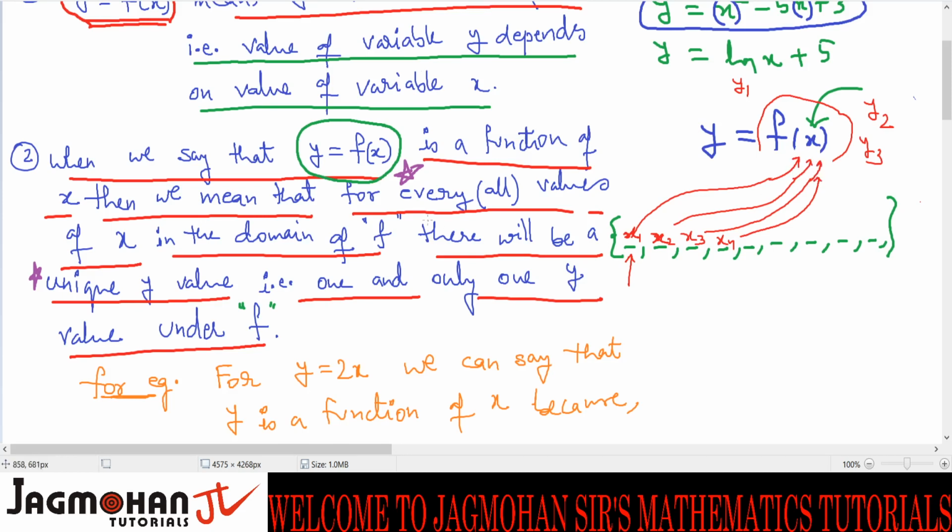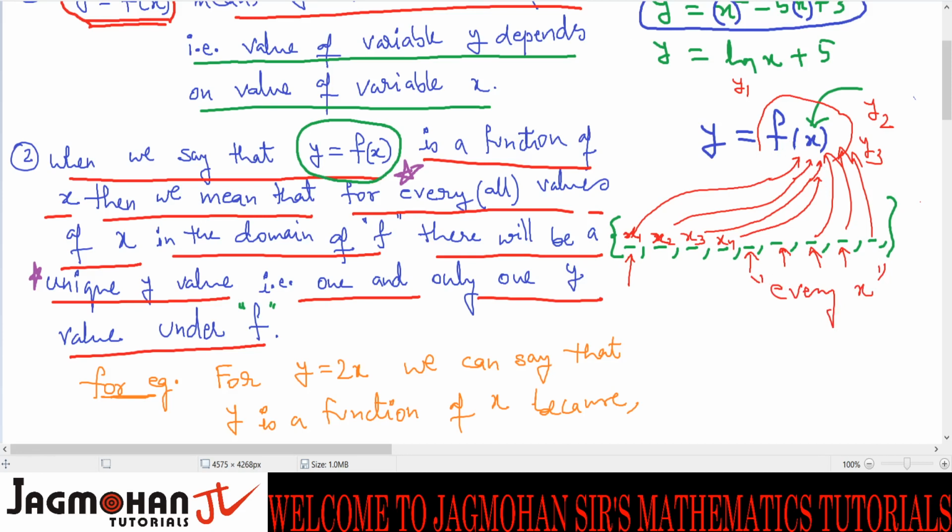Furthermore, as I said here, for every value of x, that means none of these values would be left out without giving you a unique value of y. That is, for this x you will get some y, for this x you will get some y, for this x when you substitute here you will be getting some y value. For every x you will get some y value if this is a function.